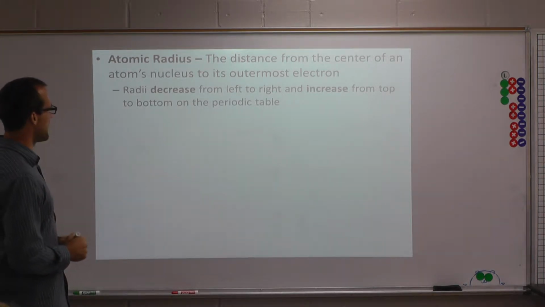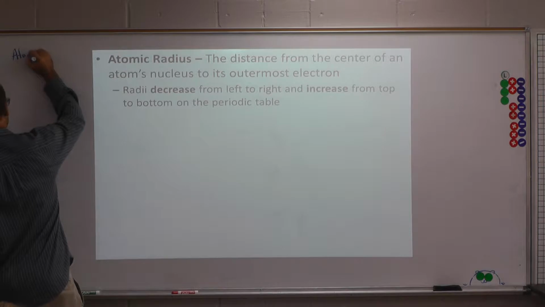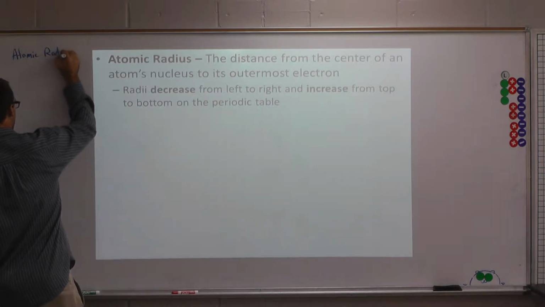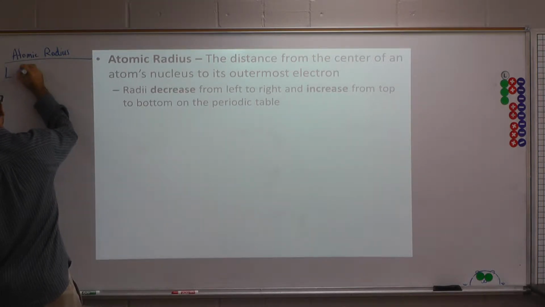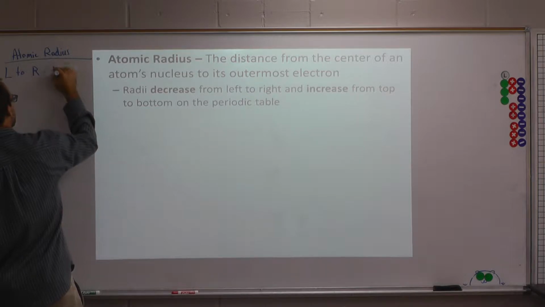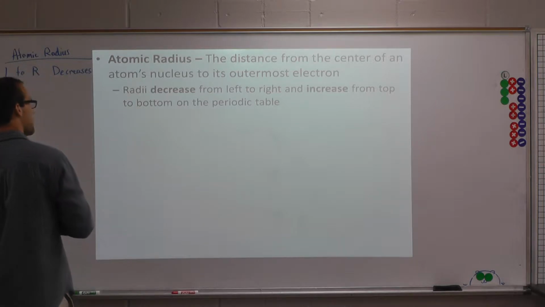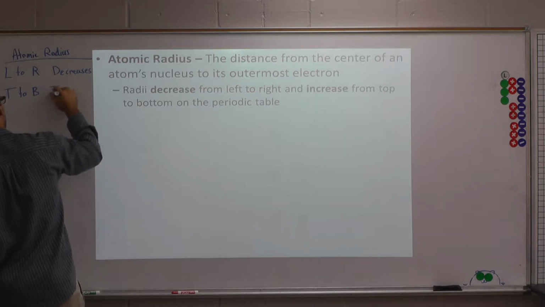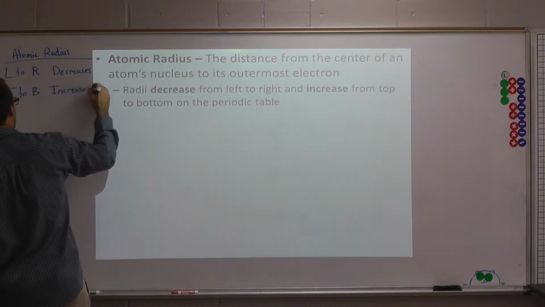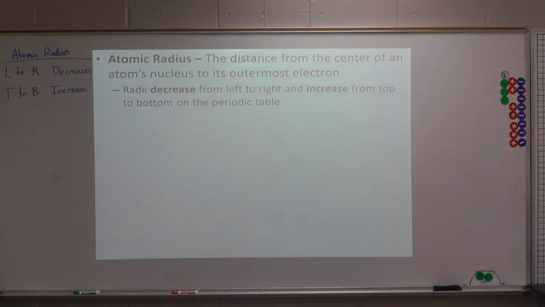And it says the radius decreases going left to right. So left to right, it says it decreases. And then it says it increases going from top to bottom. Will everybody remember that L and R is left to right and T and B is top to bottom? Yeah. Okay. Right, now let's explain this.